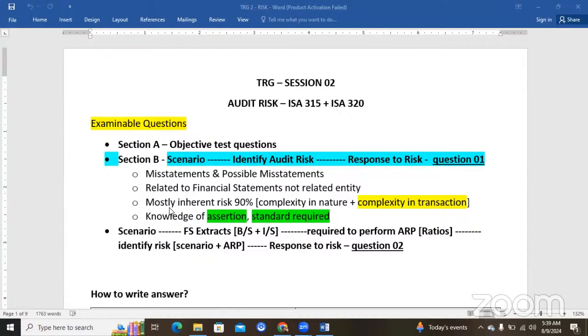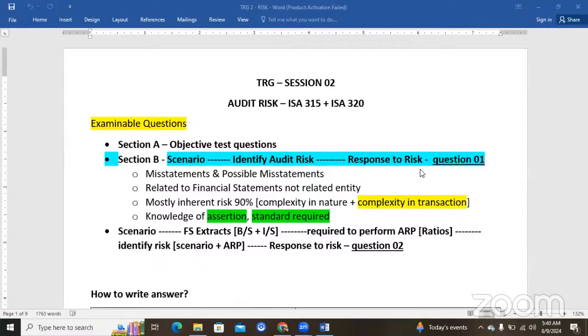That is important. And 90% of your answers or case study problems are inherent risk only. Most of the time it is complexity in the nature or complexity in the transaction. A transaction becomes complex because of two reasons: assertion and standard. If you are not complying with the standard, that is also complexity in the transaction. If there is a problem with an assertion, that is also complexity in the transaction.